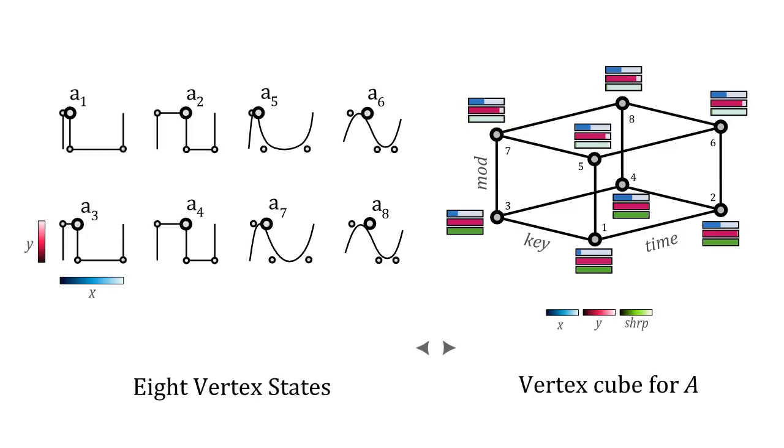So in total, the 3 morphing ranges of time, key scale, and modulation form a network of 8 states arranged like the corners of a cube. I call this a vertex cube, and one of these corresponds to each point in a curve.